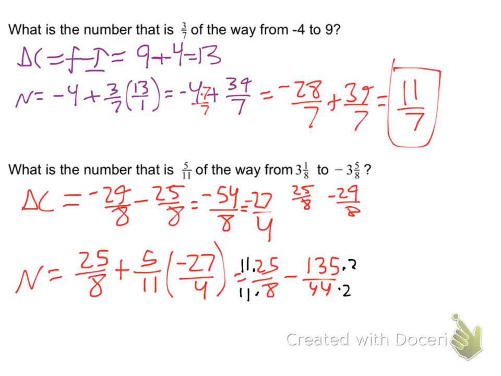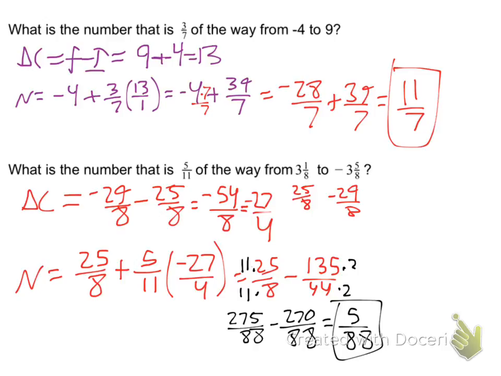What's 11 times 25? Or if you have 11 quarters, how much money do you have? 275 over 88 minus 270 over 88. And hey, that turns out to be 5 over 88. So I still am on the positive side of 0, even though I'm traveling 5/11 of the way from 3 1/8 to negative 3 5/8. Boom. We're done.